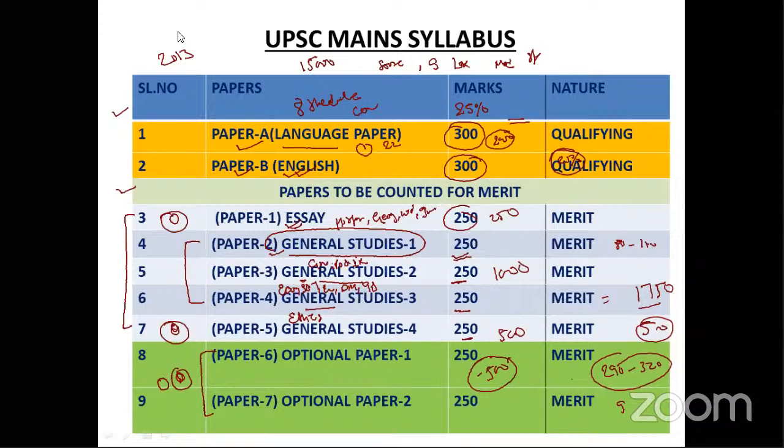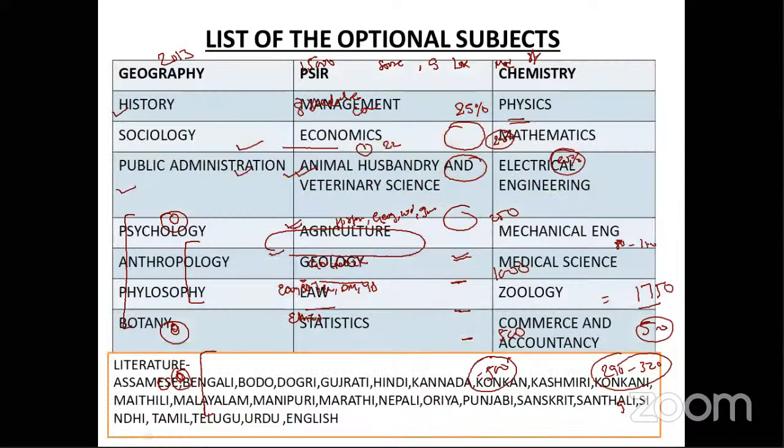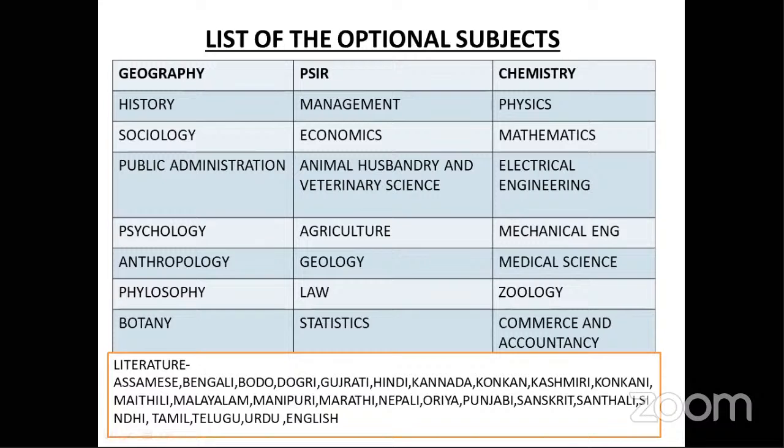First, you should have an idea of what optional subjects are available for you. What are the optional subjects that are offered by UPSC? You have to choose only one optional subject. So these are the list of optional subjects as UPSC has given. First are geography, history, sociology, public administration, psychology, anthropology, philosophy, botany. Then PSIR, which is political science and international relations.